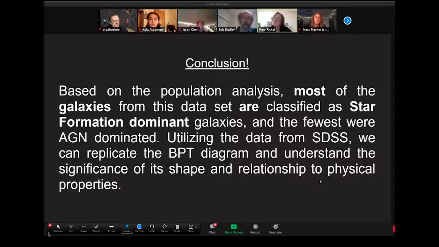So based on our population analysis, we found that most of the galaxies in our data set were classified as star formation dominant galaxies, and the fewest being AGN dominated. So utilizing the data from the SDSS, we were able to replicate the BPT diagram and understand the significance of its shape and its relationship to physical properties. As well, this is very useful. Again, as I said earlier in the presentation, astronomers are able to know more about where the AGN are located, able to track stellar populations and star formation rates and things like that.